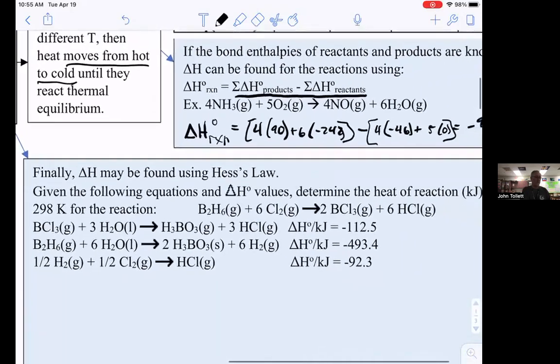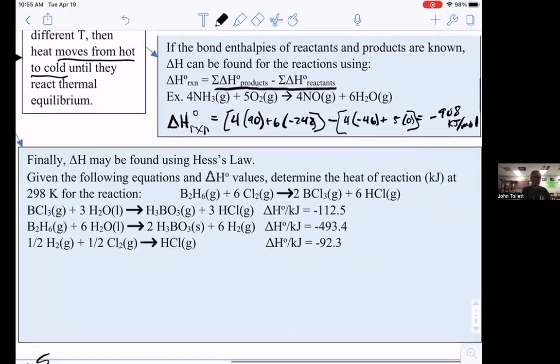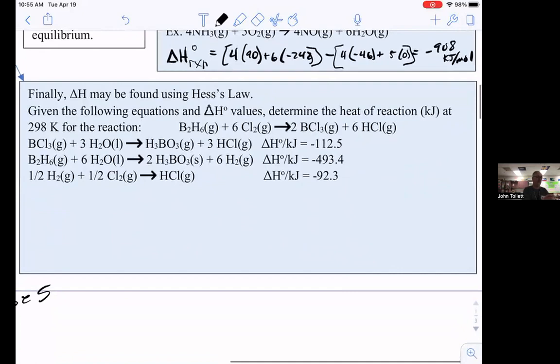And I really like Hess's law. Hess's law is kind of puzzle-esque and figuring stuff out. I really enjoy that. But here we've got, given the following reactions and some delta H naught values for each reaction, it says determine the heat of reaction in kilojoules for this. And they've given me all 3 of these. And so what I have to do is figure out what's going on and how to arrange them.